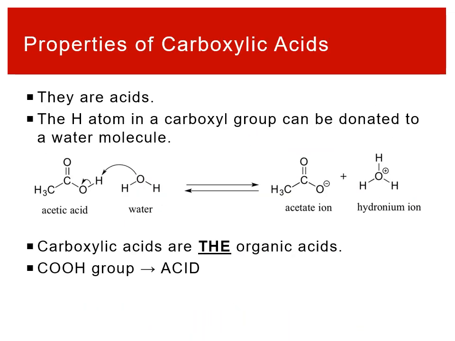The most important property of carboxylic acids, true to their name, is that they are acids. So the hydrogen atom in the carboxyl group is the hydrogen atom that is acidic. That's the one that can be donated. So basically this H right here can be donated as a proton, leaving the negative charge on the oxygen atom right there in the carboxyl group.